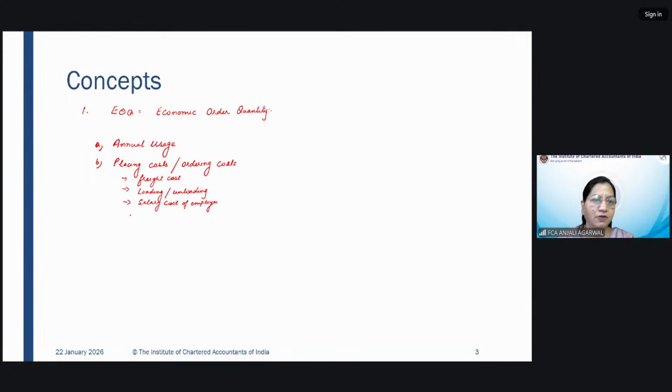These are some of the costs, but we are talking about the variable costs which are very much associated when you place an order. You will also incur courier cost or traveling cost. And there is another cost associated with this, that is storing cost. Storing costs may also be called carrying costs or holding costs.